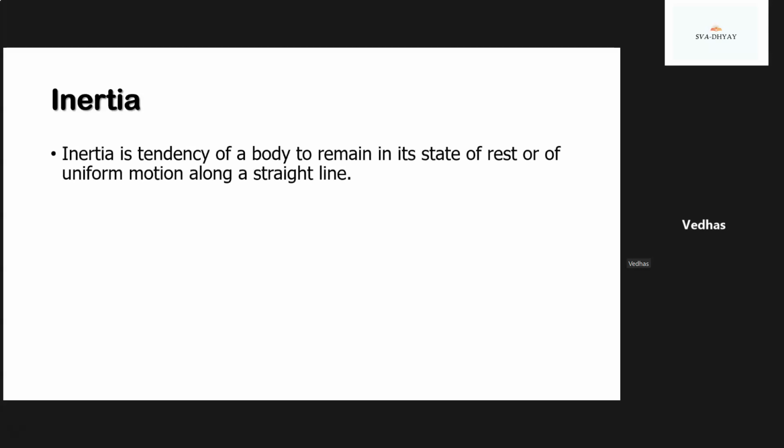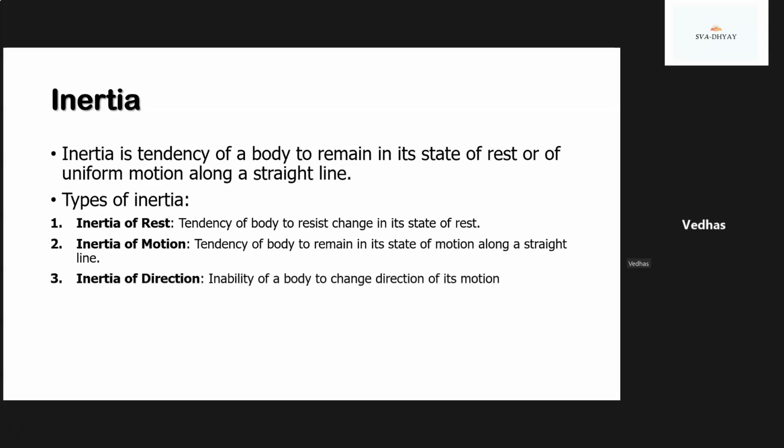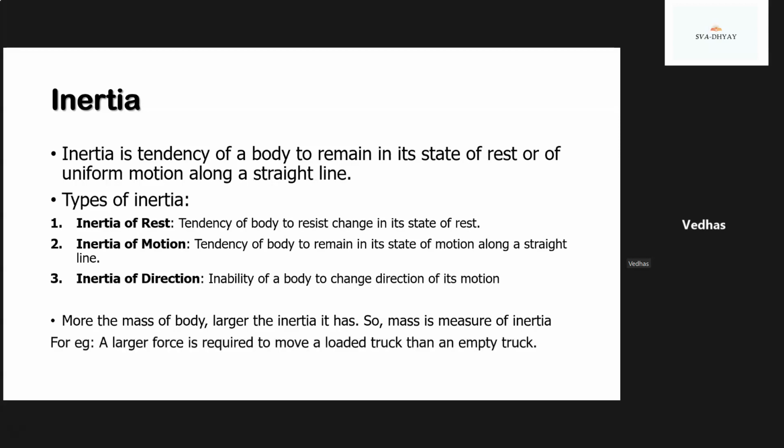Inertia is tendency of a body to remain in its state of rest or of uniform motion along a straight line. Types of inertia. Inertia of rest: tendency of body to resist change in its state of rest. Inertia of motion: tendency of body to remain in state of motion along a straight line. Inertia of direction: inability of a body to change direction of its motion. More the mass of body, larger the inertia it has. So mass is measure of inertia. For example, a larger force is required to move a loaded truck than an empty truck.